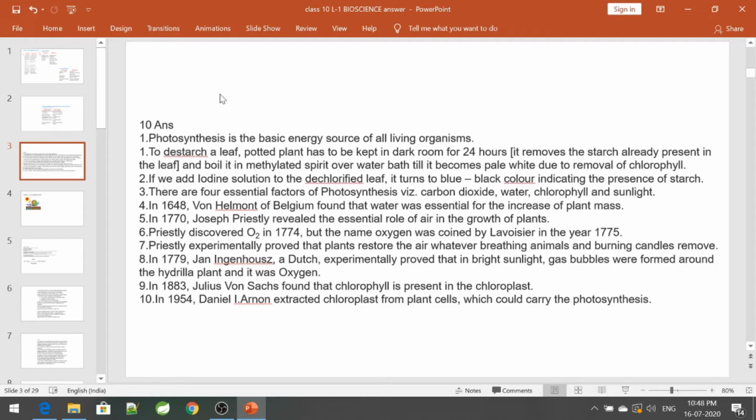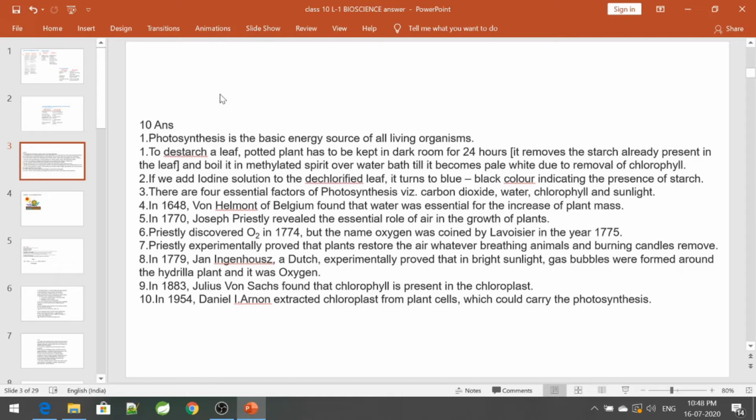In 1779, Jan Ingenhousz, a Dutch scientist, experimentally proved that in bright sunlight, gas bubbles were formed around the hydrilla plant, and it was oxygen. So the name oxygen was given by Lavoisier and it was discovered by Priestley, and Ingenhousz experimentally showed that the plant releases oxygen, with the help of an experiment with a hydrilla plant, an aquatic plant.